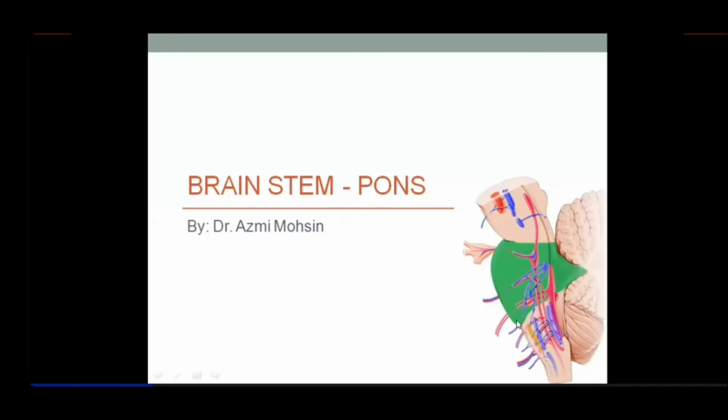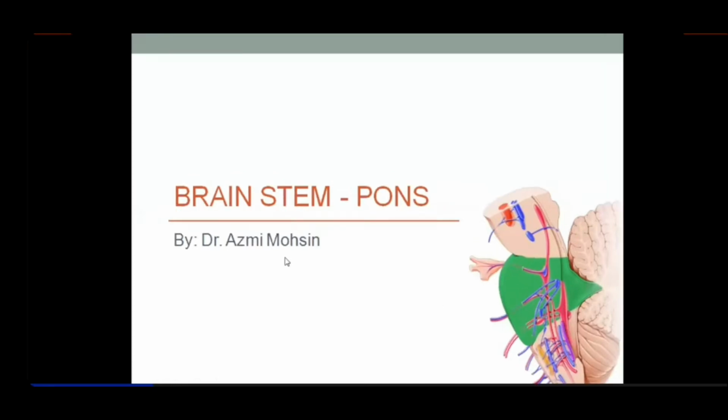So this is a sagittal section. You know that this is brainstem, this is midbrain, you have pons, and then you have the medulla.